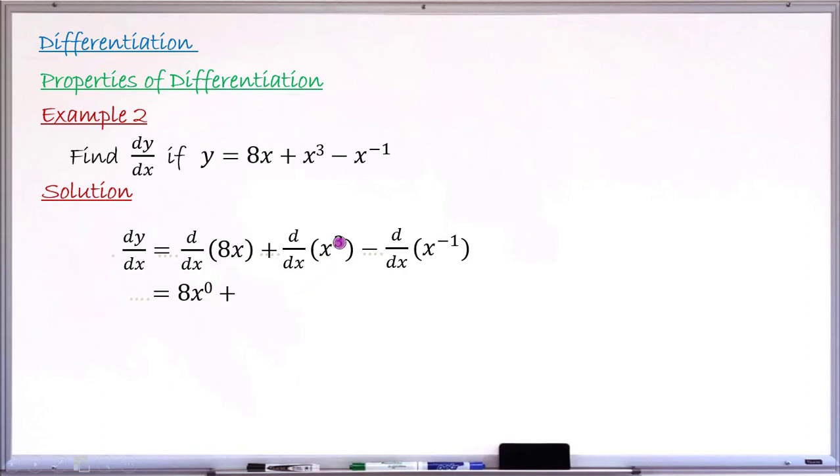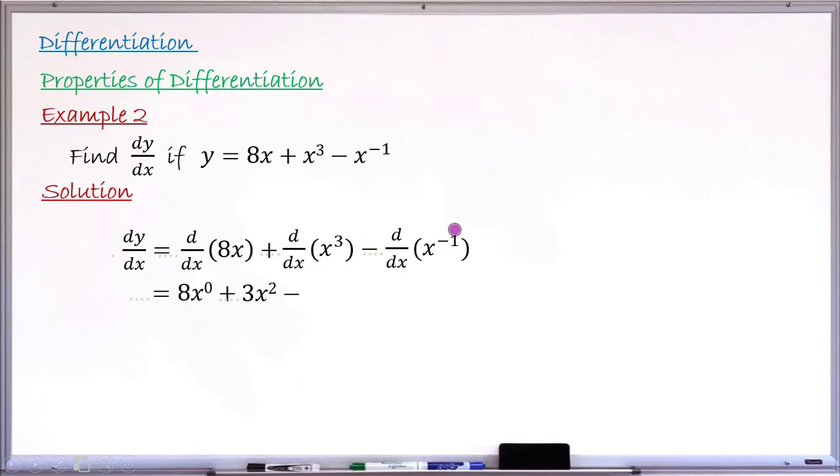Then the derivative of the next term. Next is x raised to 3. That power 3 will now multiply the 1 I have here, and that 3 will reduce by 1, so it becomes 2. So I'm going to have 3x raised to the power of 2. Then I continue. Derivative of x raised to the power of minus 1.